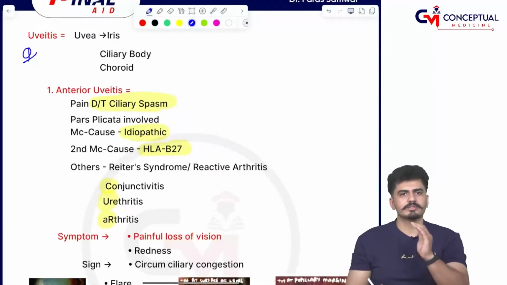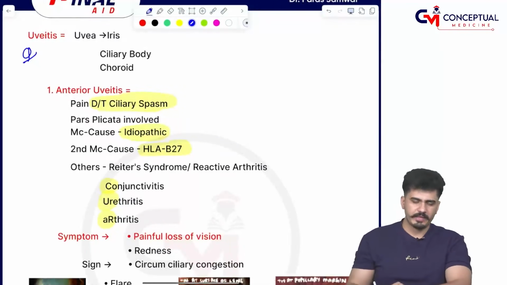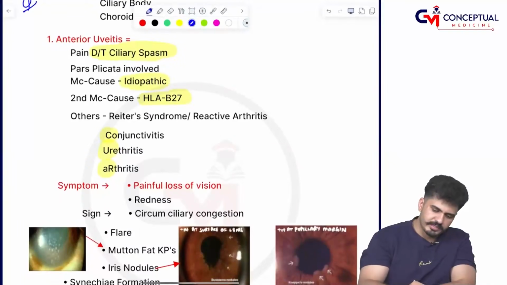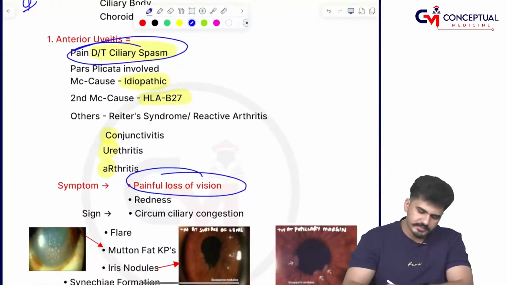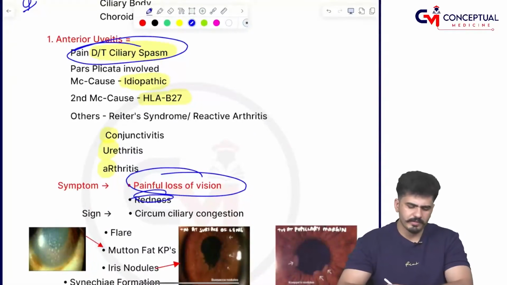These come under anterior uveitis. Now symptoms, as I told you, circumciliary congestion is there. That is why painful loss of vision is there. Because of congestion, there will be redness.